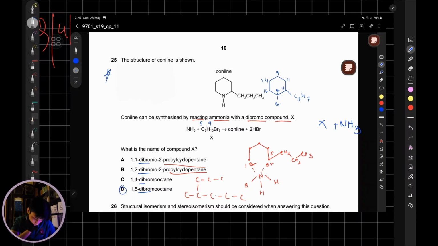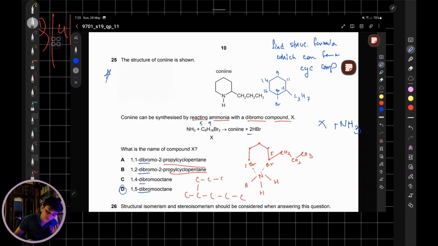Therefore, to work with this kind of question, what you need to do is find out a structural formula for X where a cyclic compound can be formed. What you need to do is find a formula which can form a cyclic compound. Okay. Now, the other thing is, how does NH3 react, right? How does NH3 react? So now you can also notice that as the product you have HBr.